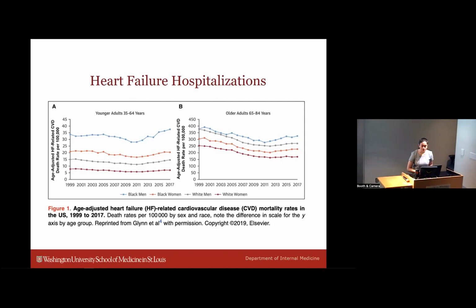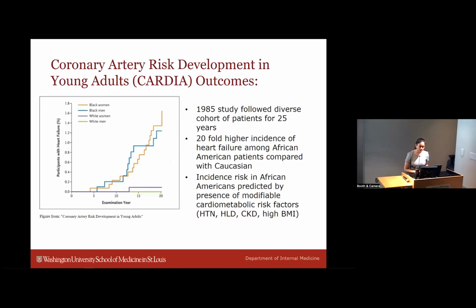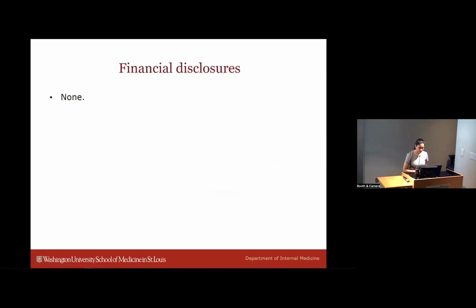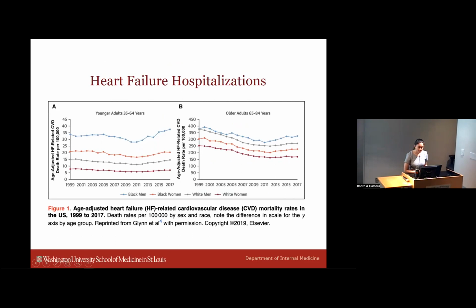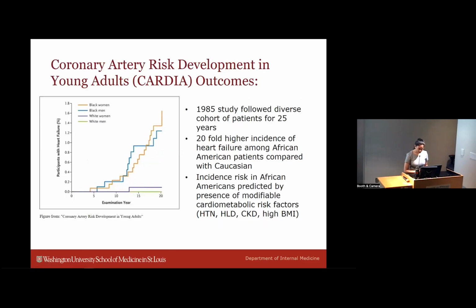The rate of hospitalizations for African Americans is 2.5 times higher than for Caucasians. While the relative rate of hospitalizations has decreased for other race and ethnic minorities, this is not present for African American patients. The Coronary Artery Risk Development in Young Adults, or CARDIA, is a 1985 study which followed a diverse group of individuals for 25 years. The study showed that there was a significantly higher burden of heart failure-related mortality among young and middle-aged African Americans, resulting in significant years of life lost before age 65.